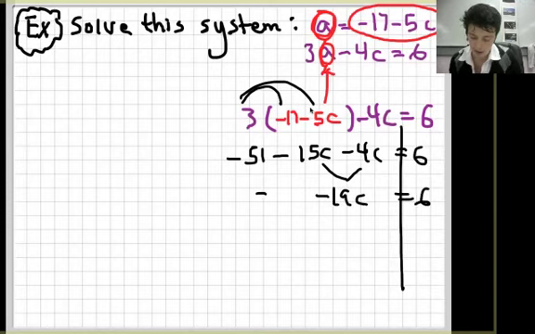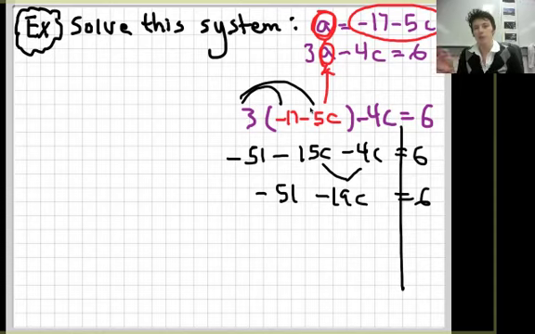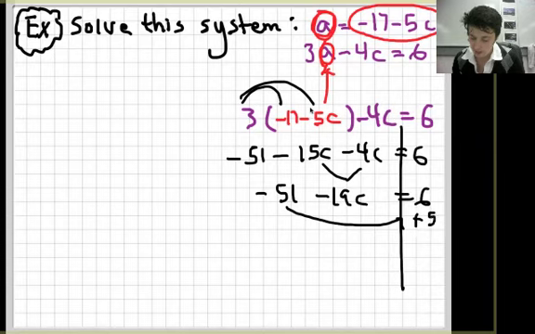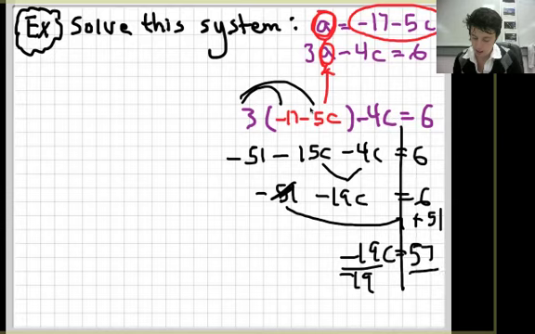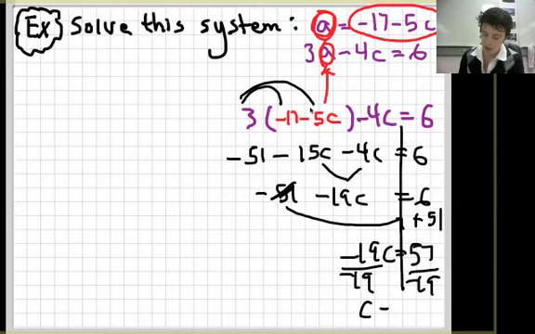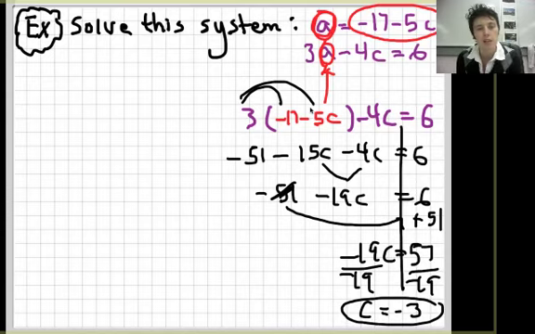And I have a -51 out in front. Let's flip the 51 over to this side. So I'm going to add the 51 over. And 51 plus 6 is 57. So we get 57 and -19c. We still have a -19. So I'm going to divide by -19 here and try and get an answer. So divide by -19, divided by negative 19. And 57 divided by 19 is 3. So we're going to have a negative 3 here. So C equals negative 3. There it is. That's our answer. C is equal to negative 3.